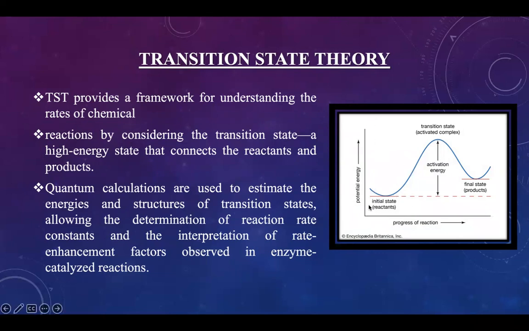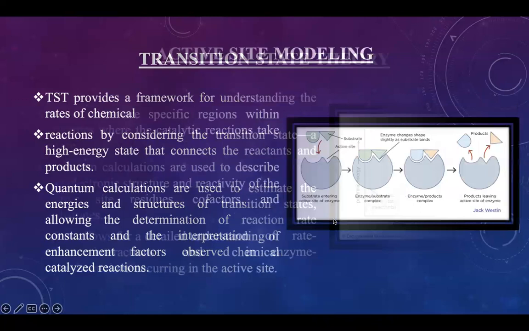Here is a diagram showing the progress of reaction. First, there is shown the initial state where there are reactants, and then the transition state is shown. The reactants have to pass this transition state to convert to the final state, which is the products.